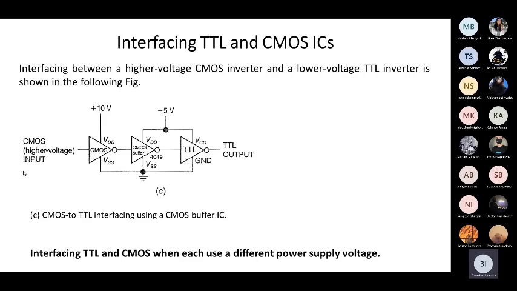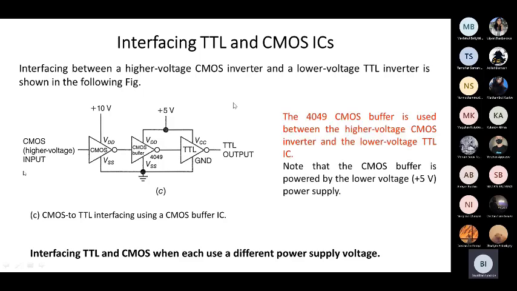Here you need to connect to the TTL that works at a power supply of 5 volts, and for this reason you can use this CMOS buffer 4049, right? And this kind of circuit you can use.